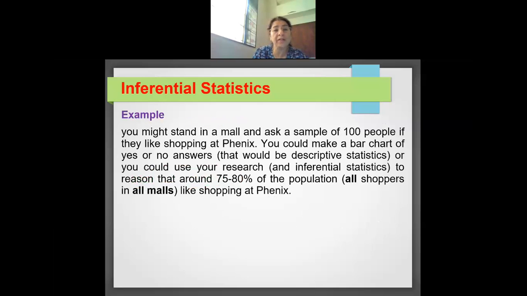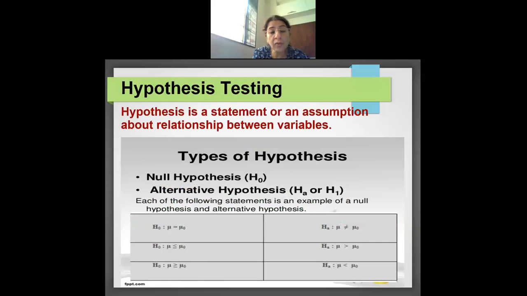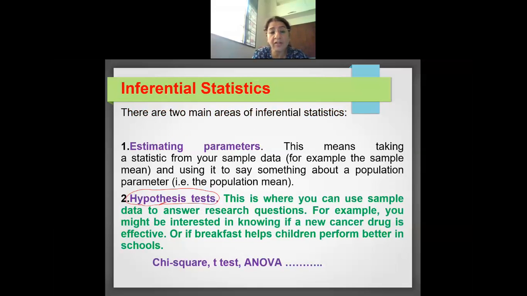Inferential statistics has two parts. One is estimating the parameter, another one is hypothesis testing. We'll talk about hypothesis testing. Now, hypothesis testing is that you test the hypothesis. What do we mean by hypothesis? A hypothesis is just a statement about the relationship between the data or variables. Given the data values, you make a certain assumption or statement, and you can validate whether that assumption or statement is correct or not. You can either accept or reject those statements.